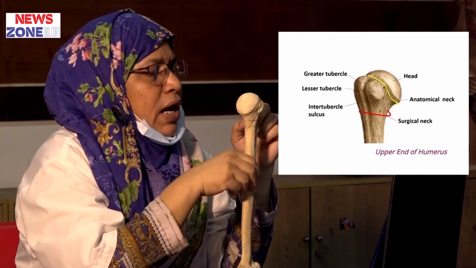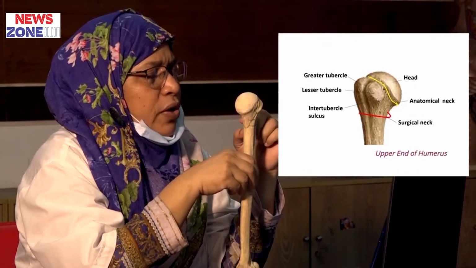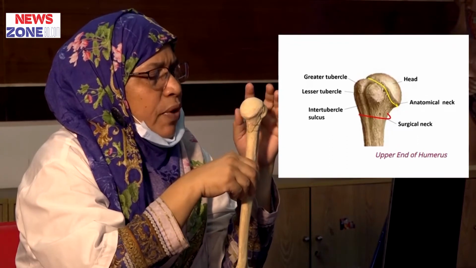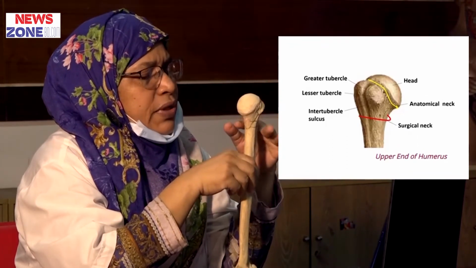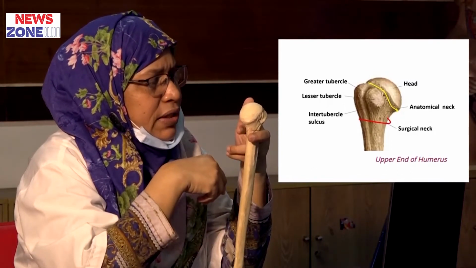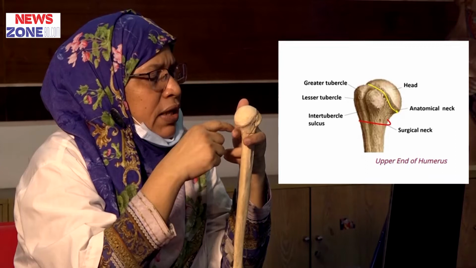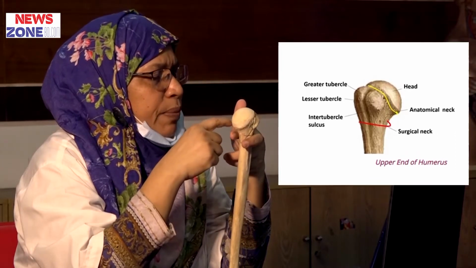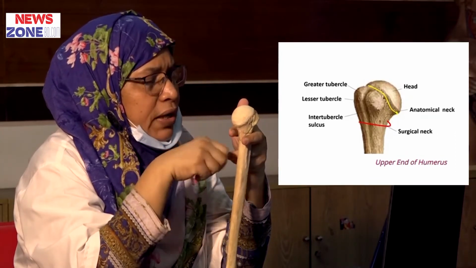Now there is the most upper part of the shaft, which is separated from the upper end. There is another neck present, known as the surgical neck. So the surgical neck is below the two tubercles.